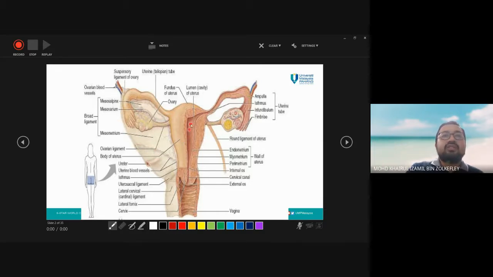And this is the body of the uterus. The uterus actually can be divided into many parts. Kita ada body, kita ada fundus, and then kita ada cervix here. Cervix and body, ini adalah fundus. And then another ligament we have, all of these three ligaments we call the broad ligament. Ada mesosalpinx, mesovarium, and mesometrium. Blood supply adalah ovarian blood vessel, both artery and vein.